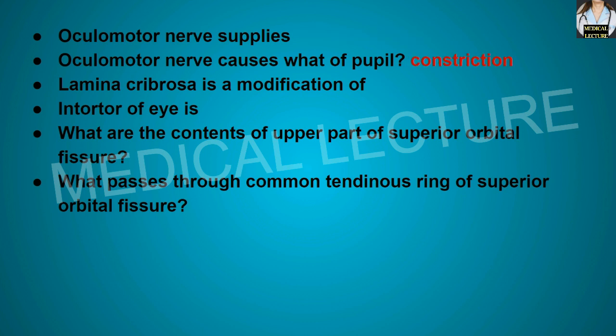Lamina cribrosa is a modification of sclera. Elevator of the eye is the superior rectus muscle. What are the contents of the upper part of the superior orbital fissure? So they are the frontal nerve, trochlear nerve and the lacrimal nerve. What passes through the common tendinous ring of the superior orbital fissure? So nasociliary nerve, oculomotor nerve and the abducens nerve pass through the common tendinous ring.